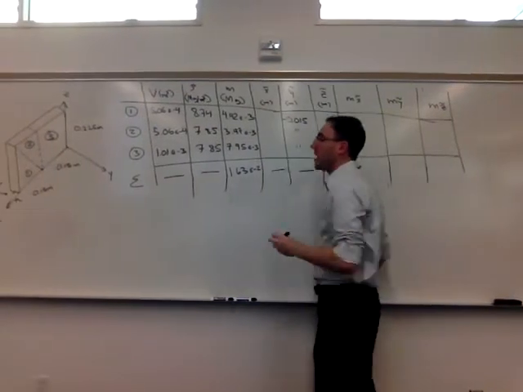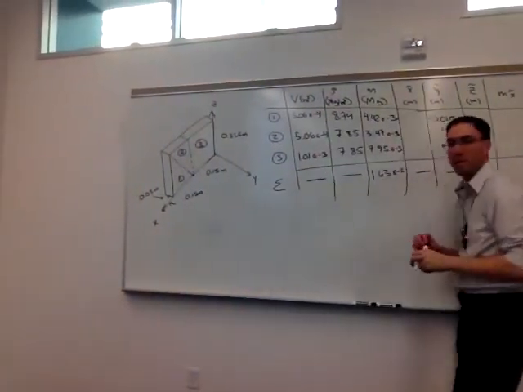Oh, yes, you're correct. They are to the left side, so it's a negative 0.015.